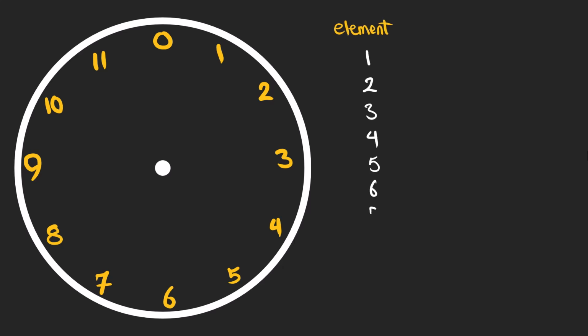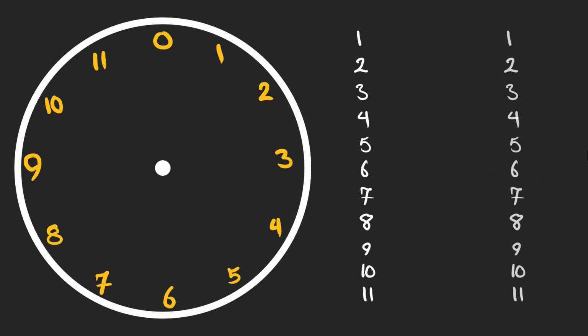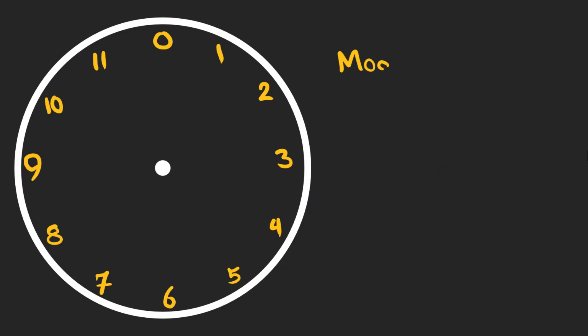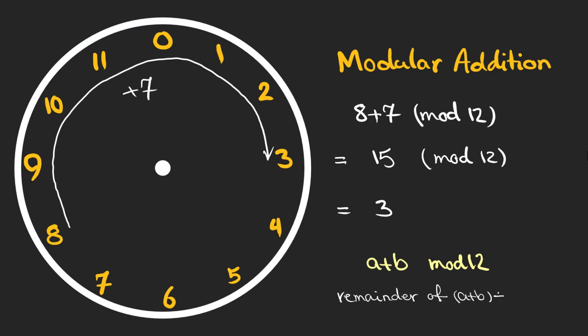Basically, for each element on the clock, there is an element called the inverse, that if we add them, we always get 0. This 0 is the neutral element. Also, by adding this neutral element to any element of this set, we will get the same element. This kind of addition is called modular addition. For example, we know that 8 plus 7 is 15, but modular addition has to do with the remainders. The remainder of 15 divided by 12 is 3.